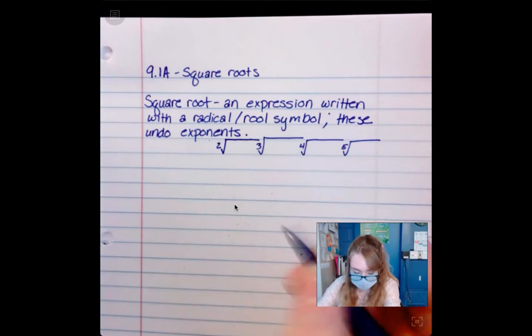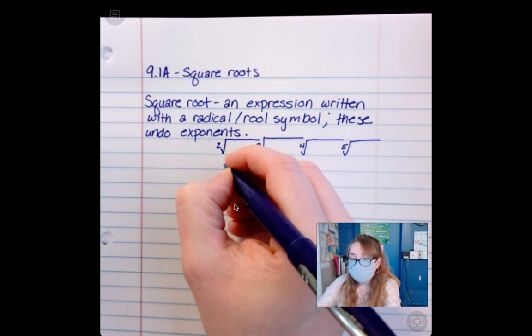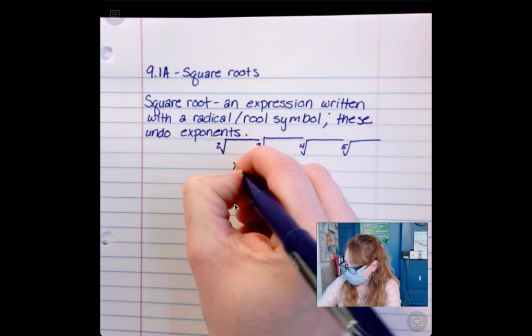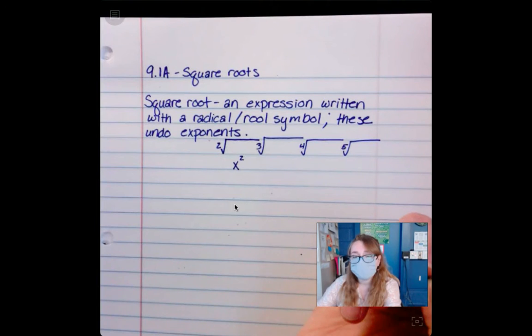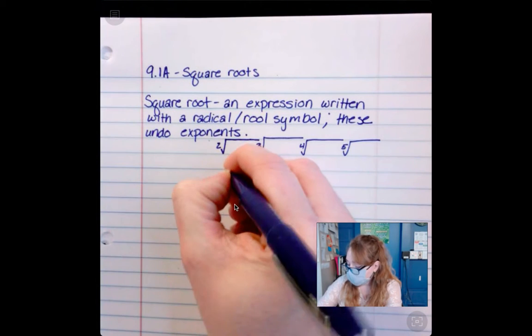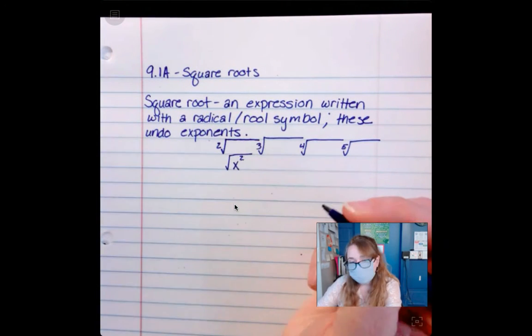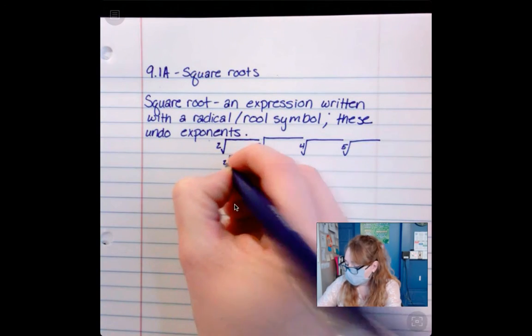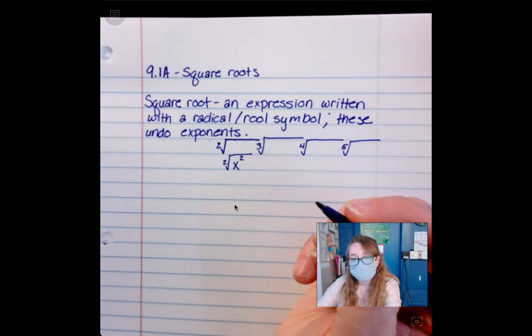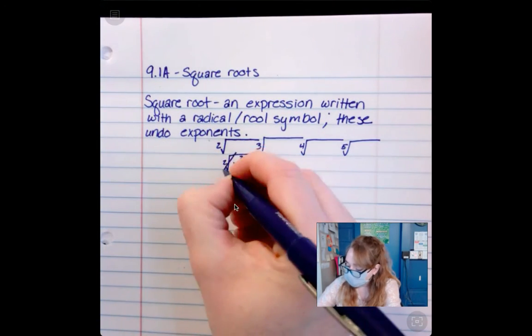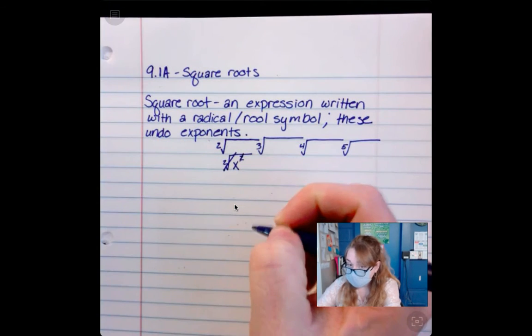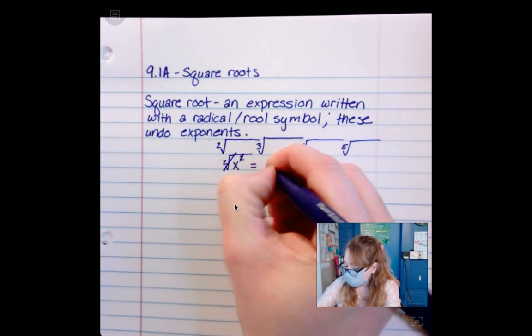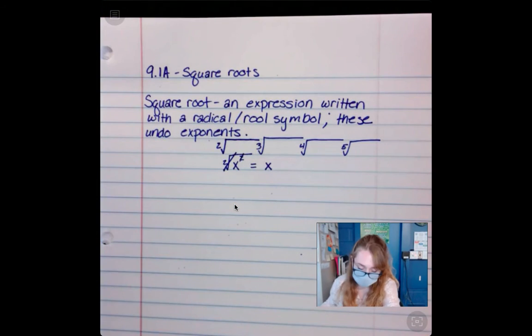We have numbers outside of those, and then they also undo exponents. Remember that exponents are these little numbers that go above numbers or variables. If we had a square root outside of an x squared, remember that since there's no number, it's an unwritten 2. The square root and the exponent cancel out, and it would just leave us with that x.